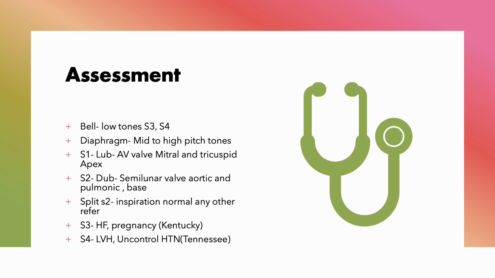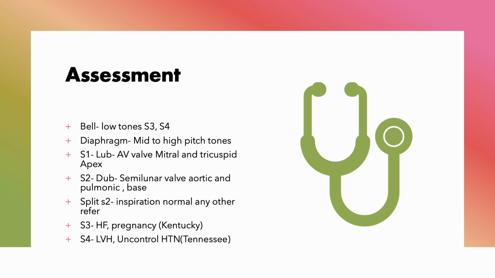Next, we have assessment. The bell of the stethoscope you use to hear your low tones, such as your S3, S4. The diaphragm is used for your high pitches. S1 you hear with the lub, and that's usually heard at the apex of the heart, and S2 you hear as the dub, which is heard at the base. If you hear a split S2, that is abnormal. It can be normal with inspiration, but usually it is abnormal and you would want to refer.